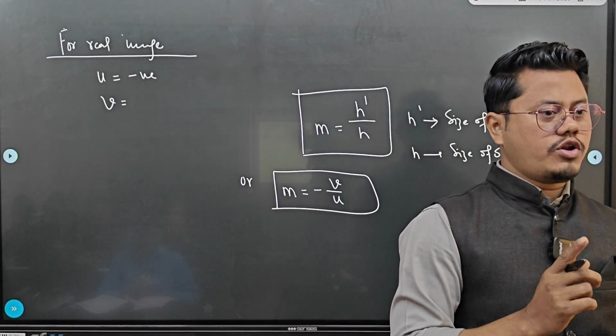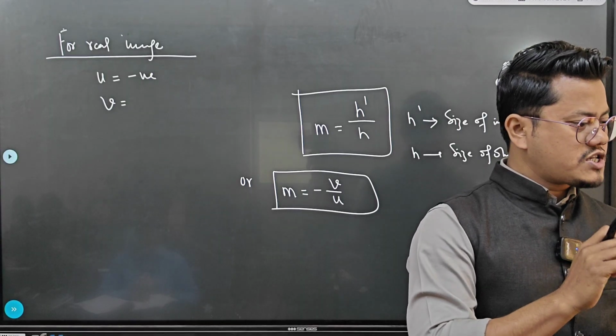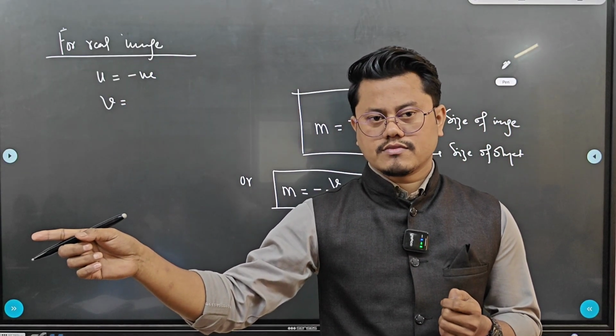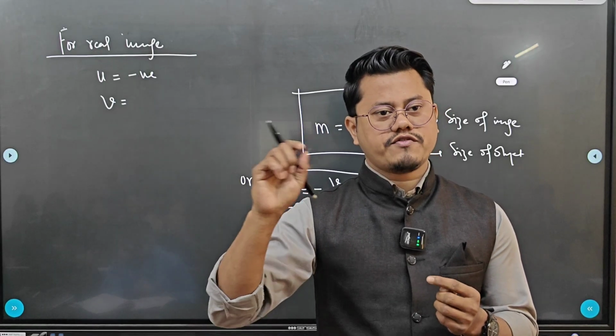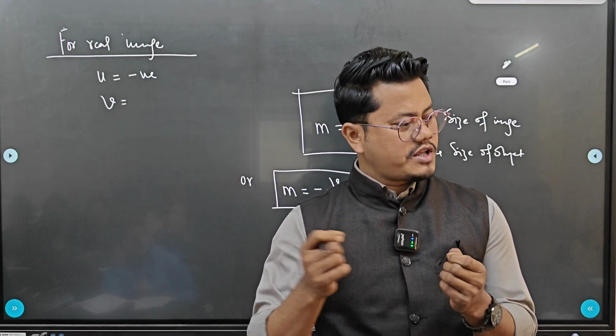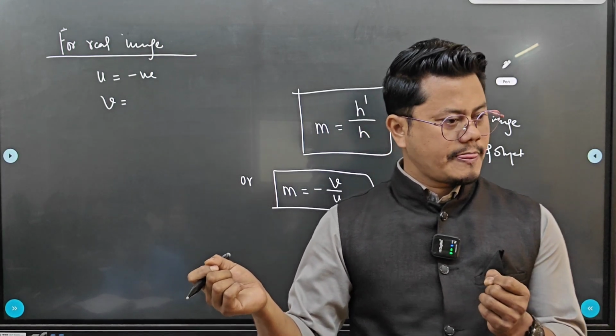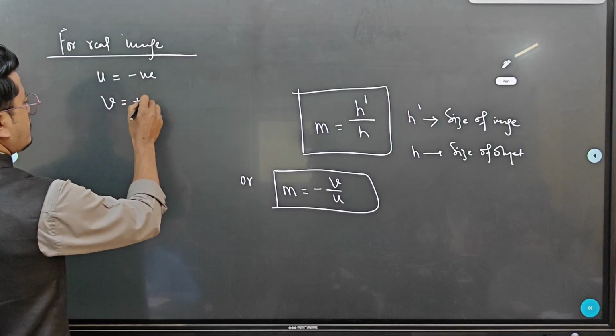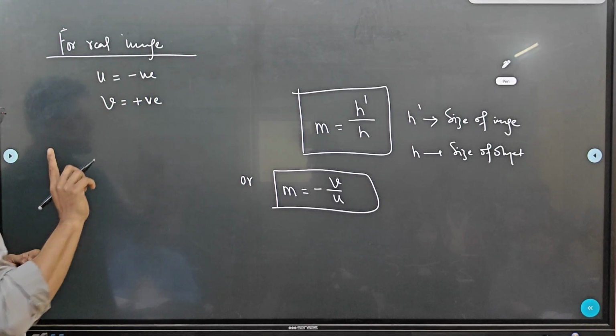Why? I told you already yesterday. If the image is formed towards the right hand side of the lens, it is always real image. Got it or not? When we calculate the image distance, it becomes positive according to the sign convention, right? So V is positive for real image in case of lens.